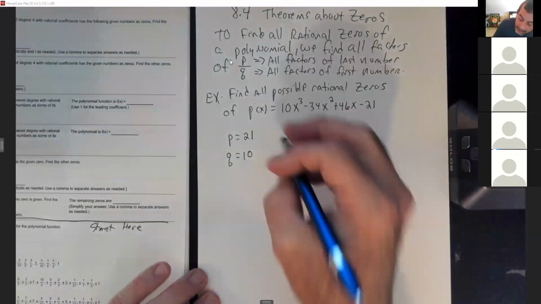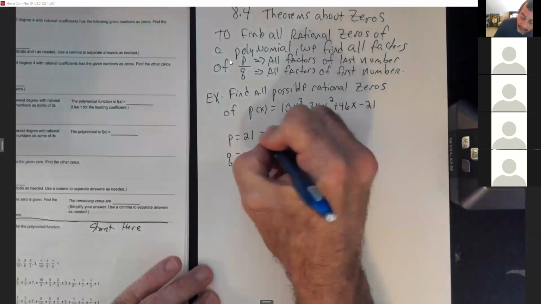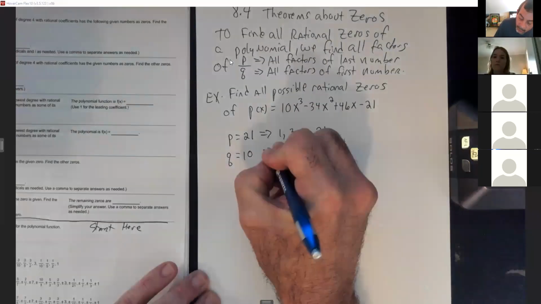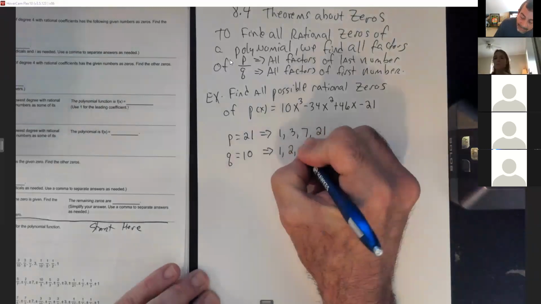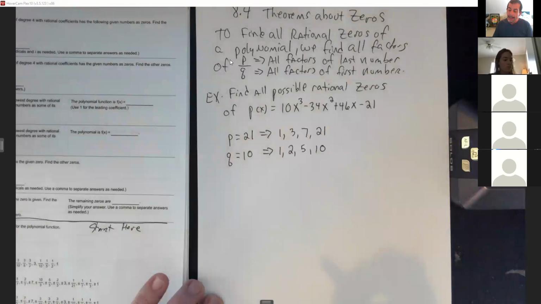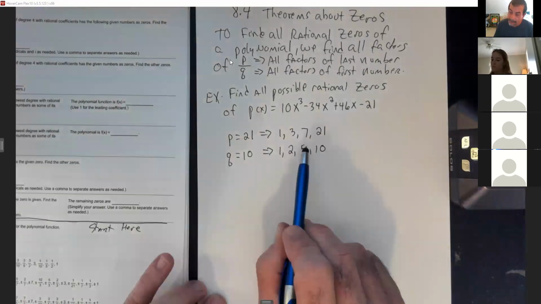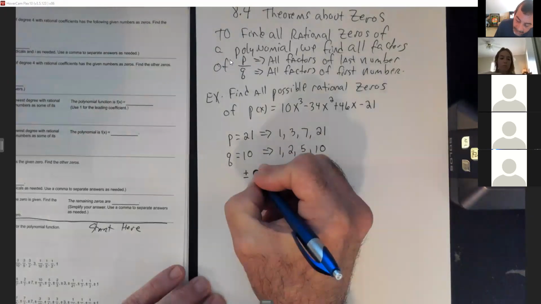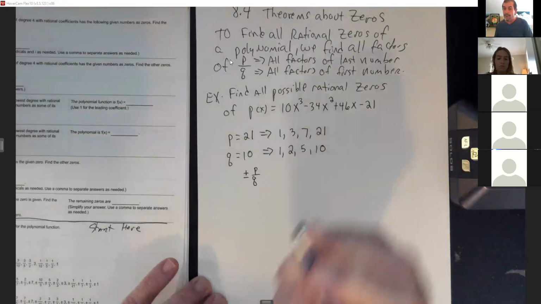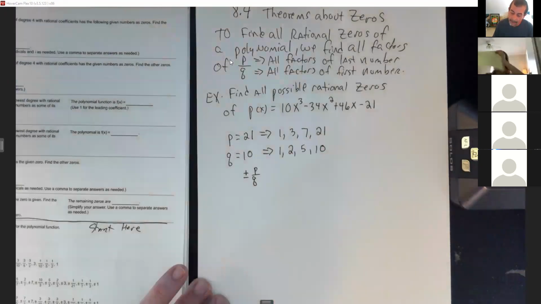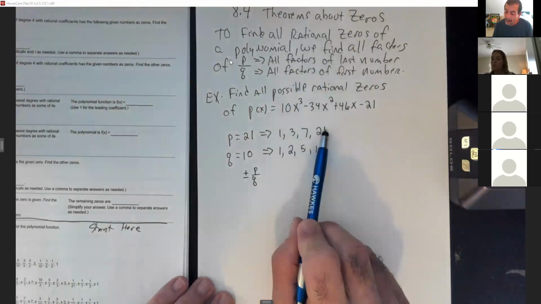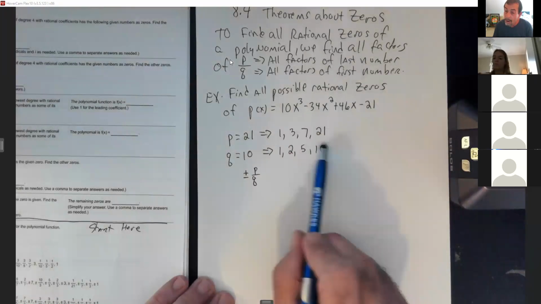So let's find factors of 21. Could be 1, 3, 7, and 21. Factors of our 10 will be 1, 2, 5, and 10. Now remember, all these could be positive or negative, so when I find my actual ratios, I'm going to be finding the positive or negative factors of P over all my Q's. So let's see, we got 4 factors of P. All 4 of these factors got to be divided by all the factors of the Q.